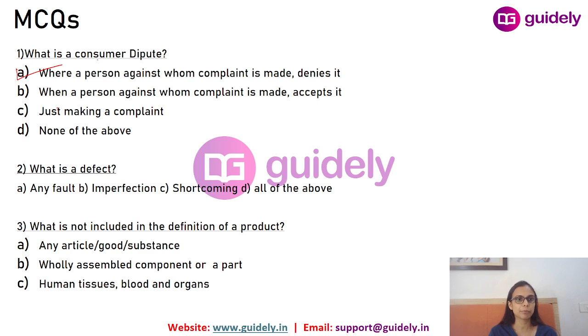Then it's a dispute. What is a defect? Any fault, any imperfection, any shortcoming, or all of the above? So the answer is all of the above. Defect is in case of a product and deficiency is in the case of a service. Third, what is not included in the definition of a product? Any article, good, substance, wholly assembled component or a part, and human tissue, blood and organs. What is not included in the definition of product? So we know human tissues, blood and organs.